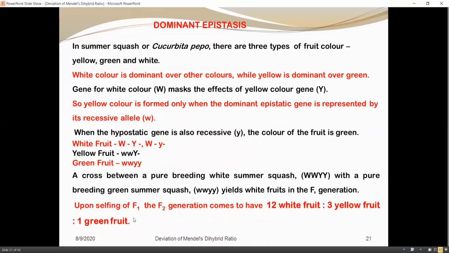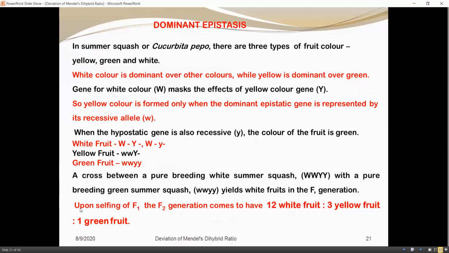Now, second example is dominant epistasis. In summer squash, Cucurbita pepo, there are 3 types of fruit color: yellow, green, and white. White color is dominant over other colors, while yellow color is dominant over green. The gene for white color, capital W, masks the effect of yellow, capital Y. So yellow color is formed only when the dominant epistatic gene is represented by its recessive allele, small w. When the hypostatic gene is also recessive, the color of fruit is green.